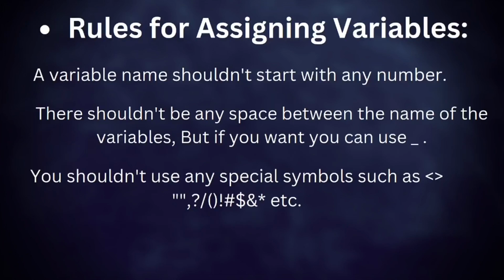Rules for assigning variables. A variable name shouldn't start with any number. Means that when creating a variable, the name of that variable shouldn't start with any number. There shouldn't be any space in the name of the variable, but if you want you can use the underscore. You shouldn't use any special symbols.